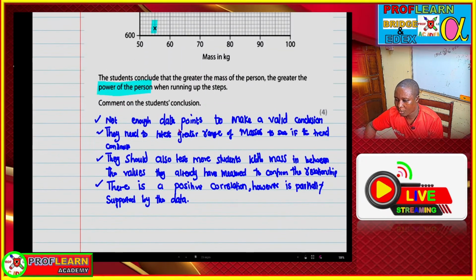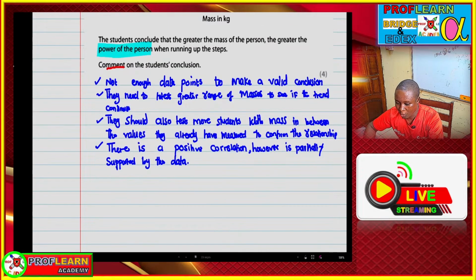So note this, in our comment we're going to say not enough data points. This data is not enough to make a valid conclusion, and they need to test a range of masses of students in order to make that conclusion. They should also test students with mass between the values already tested, so that they can check whether this trend is the same. So that's the comment we shall have for this student who did this investigation, and so we can proceed to the next part.